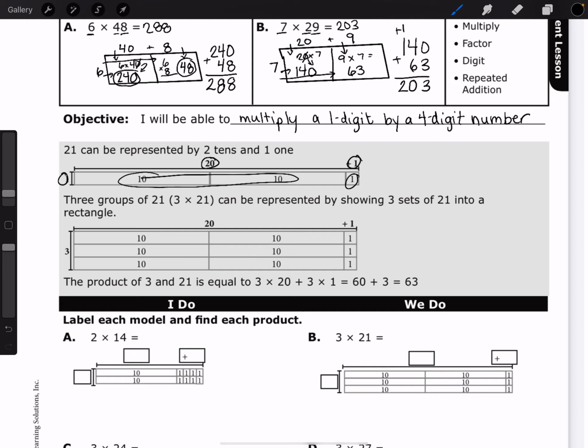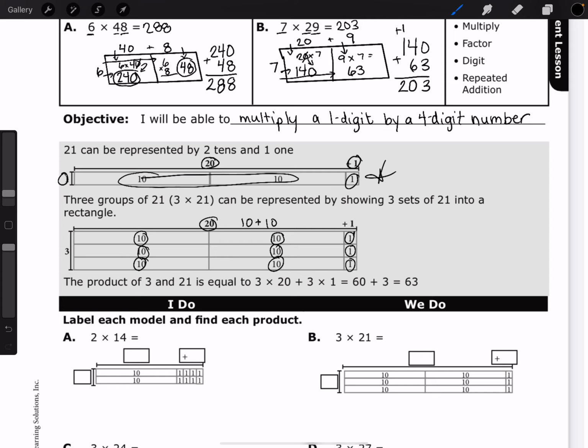3 groups of 21, or 3 times 21, can be represented by showing 3 sets of 21 in a rectangle. So just like up here, we're doing 3 sets of that. And so if we need to break it down, because 20 can be two 10s, correct? 10 plus 10. And that works just fine. But we're taking 3 sets of it. And so instead of just one 10, we have a 10, 20, 30, 40, 50, 60, and then 1, 2, 3.